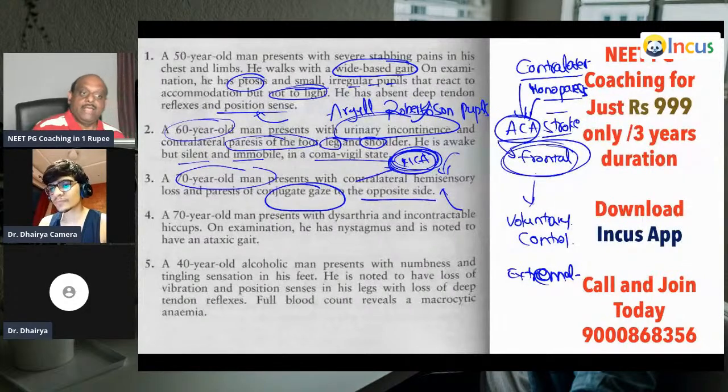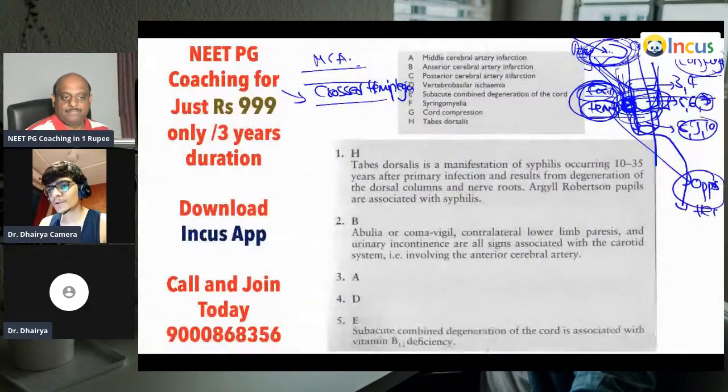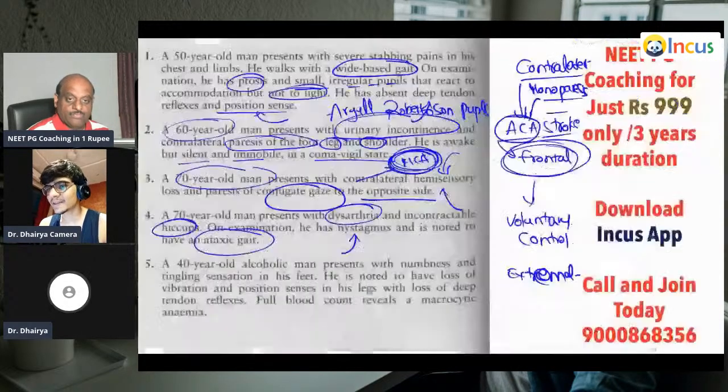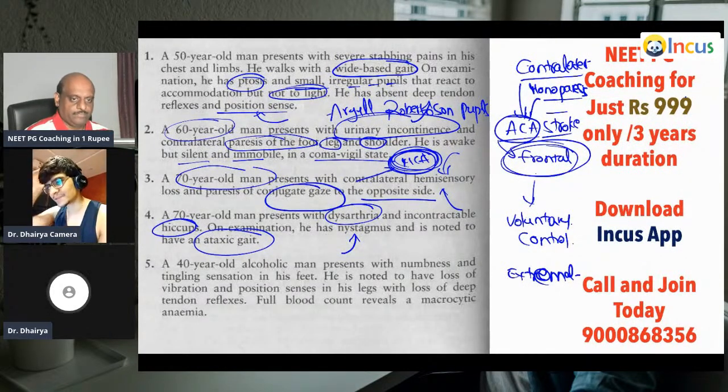Now, doctor, a 70-year-old man presents with dysarthria, intractable hiccups, nystagmus, and also an ataxic gait. What is your diagnosis? This patient is not able to coordinate his movements, has dysarthria, nystagmus, and ataxia. This has to be a cerebellar infarct, probably a posterior circulation stroke, a vertebrobasilar infarct.